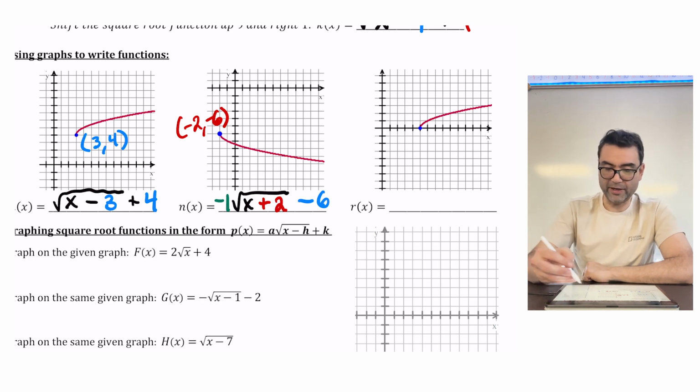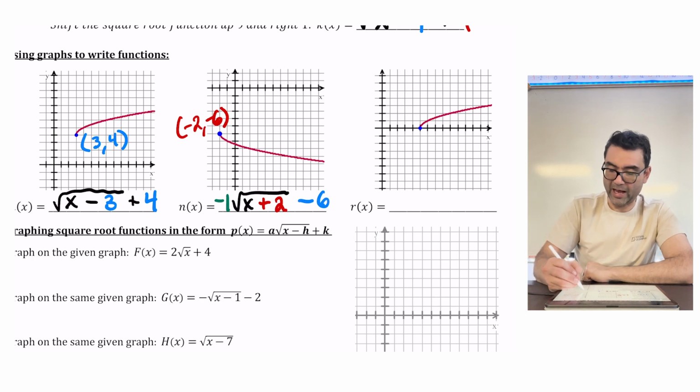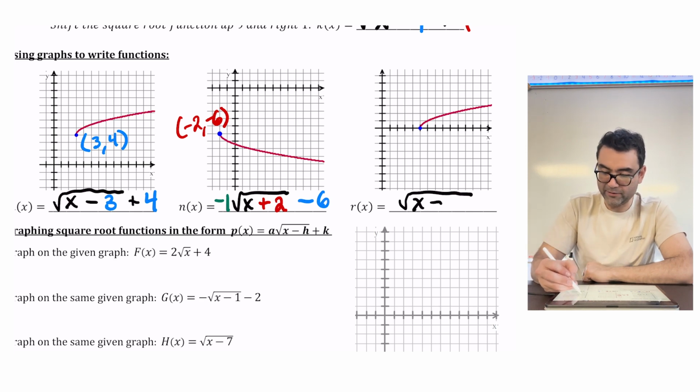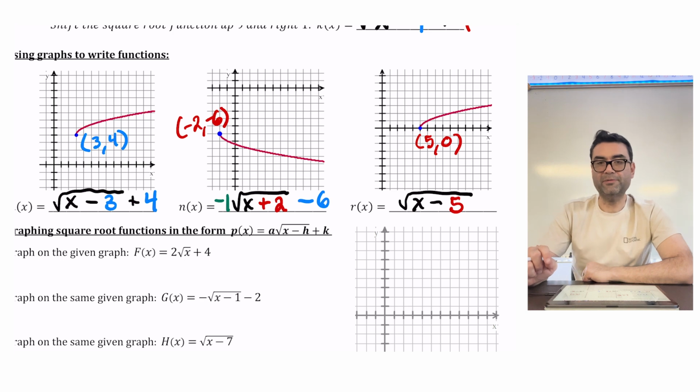And lastly, r of x over here, you'll notice it only has a horizontal shift. So this would just be x, and since it's moving right, it's minus, and it moved right 1, 2, 3, 4, 5. So this is (5, 0). So x minus 5 would be the expression inside the square root, and that would be that function.